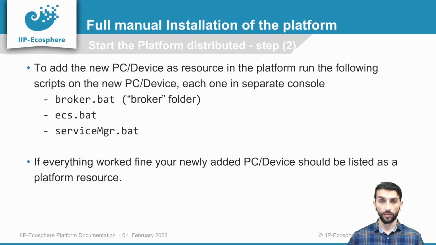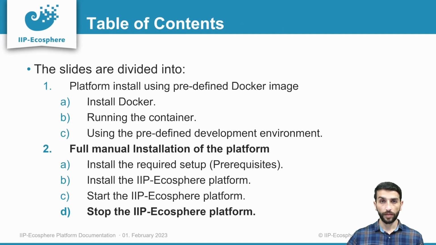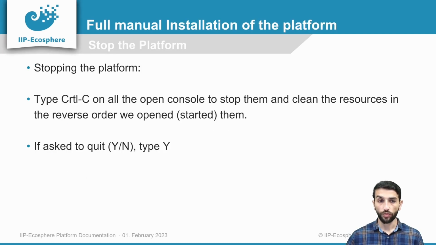You can interact with the platform and check the resource in the platform using the platform CLI, command line interface. Check the platform handbook for more information about the platform CLI. Finally, we will see how to stop the IIP-Ecosphere platform. To stop the platform, type Ctrl+C on all open consoles to stop them and clean the resources in the reverse order we opened them. If asked to quit, type the letter Y and enter.